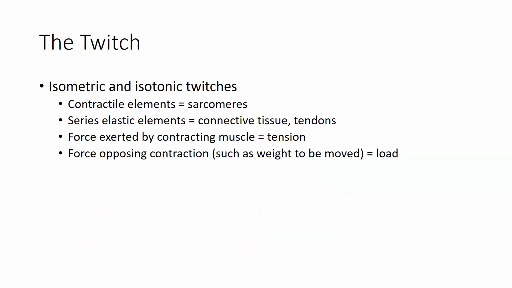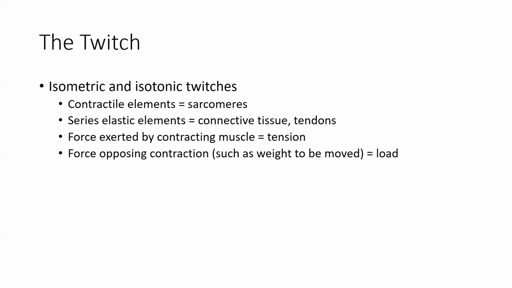Now, when we look at a twitch, there are 2 types. So our muscle can contract in 2 different ways. There's an isometric contraction and an isotonic contraction. But what's important to understand with these two types of contraction is that there are two elements to a muscle.